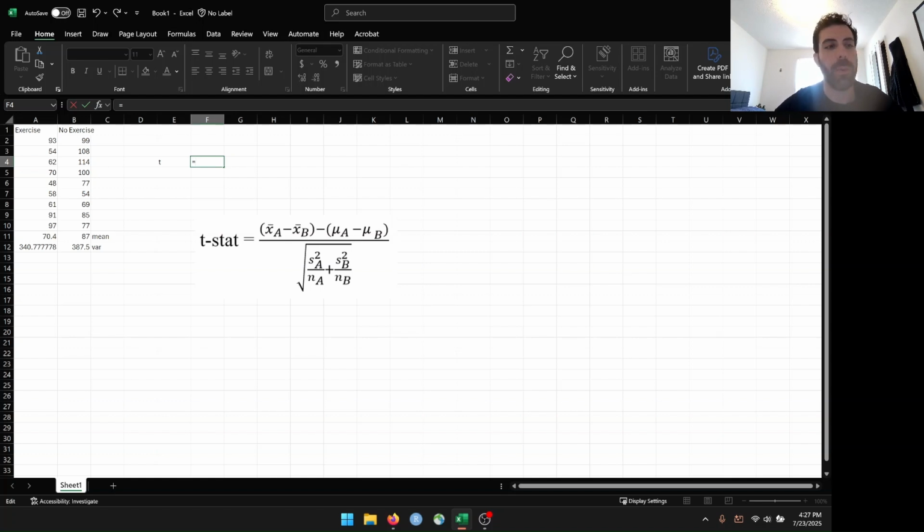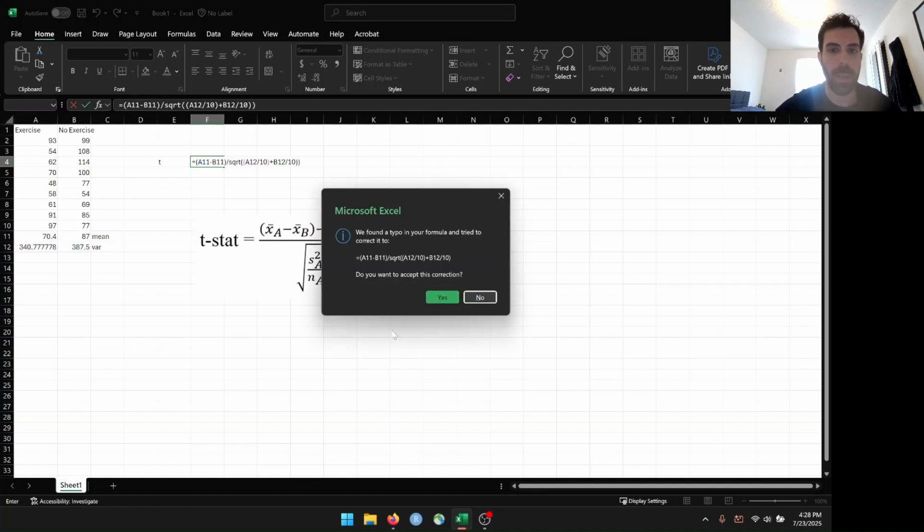And you know what? Let's just do it both ways. It's good practice. So I'm going to start by taking the difference of the no exercise group from the exercise group, but we're going to do this both ways. And then I'm dividing by the square root of the variance over 10 plus the second group's variance over 10. Right, and I could wrap that in parentheses too if I want to be extra safe.